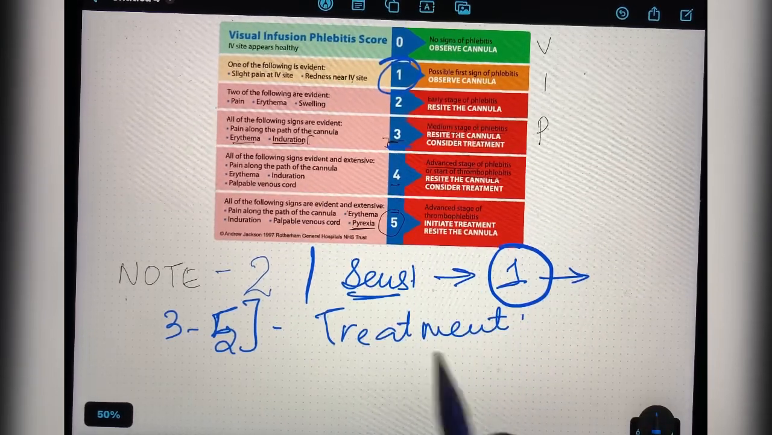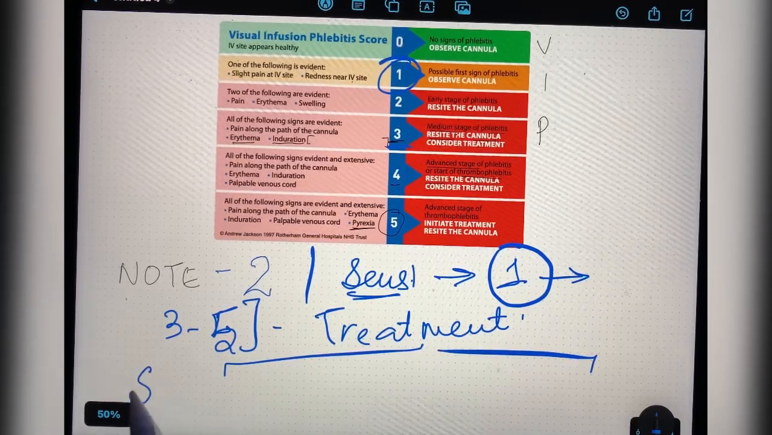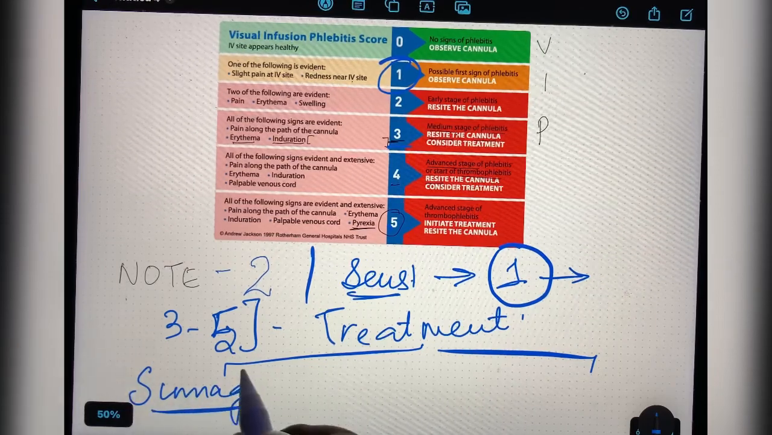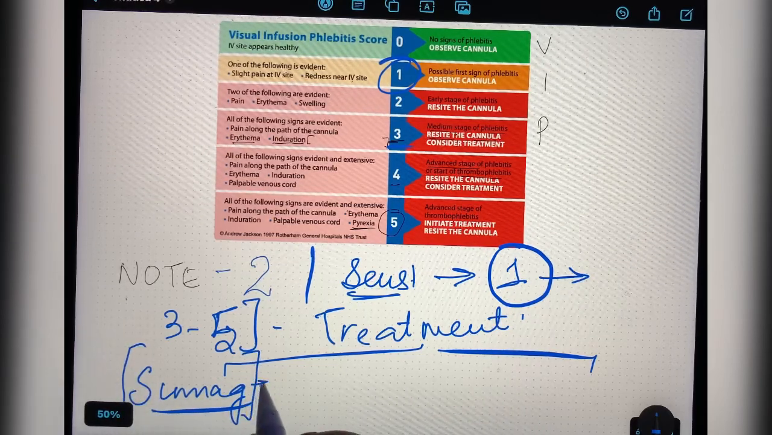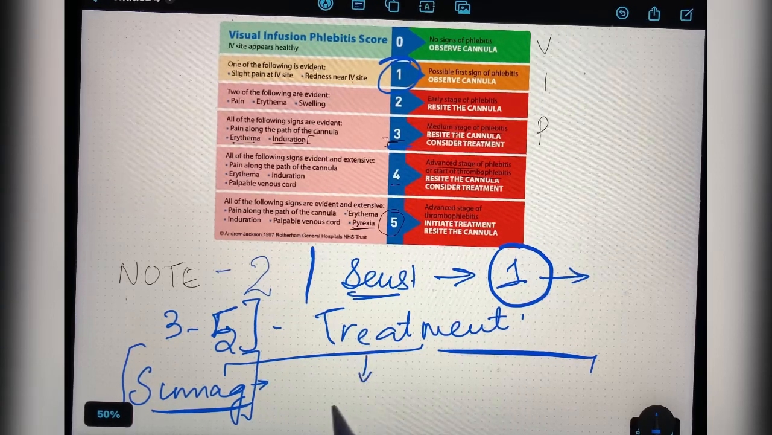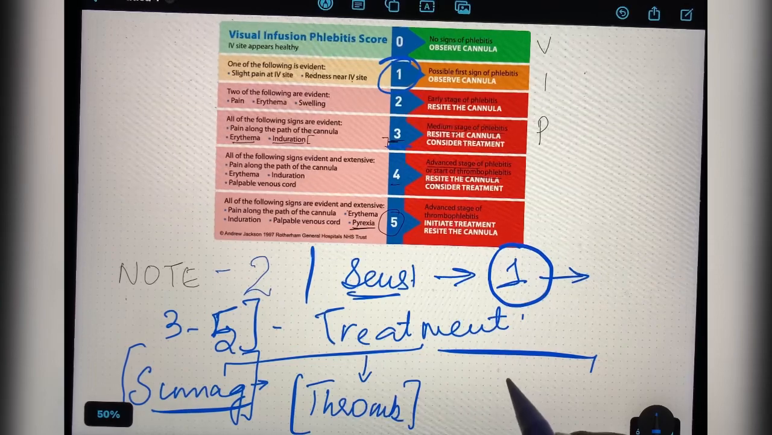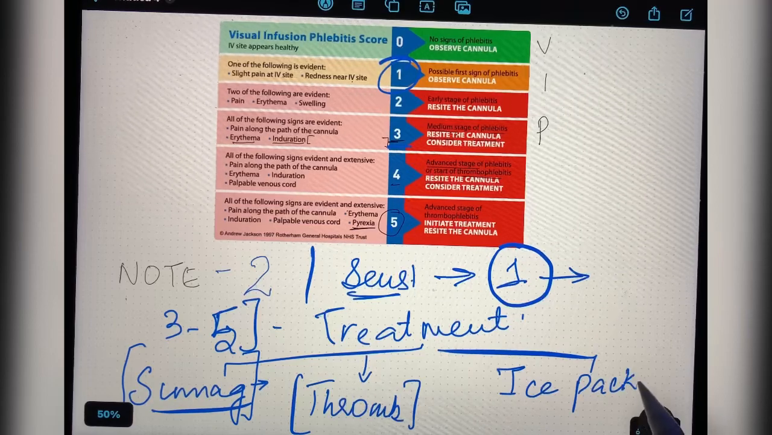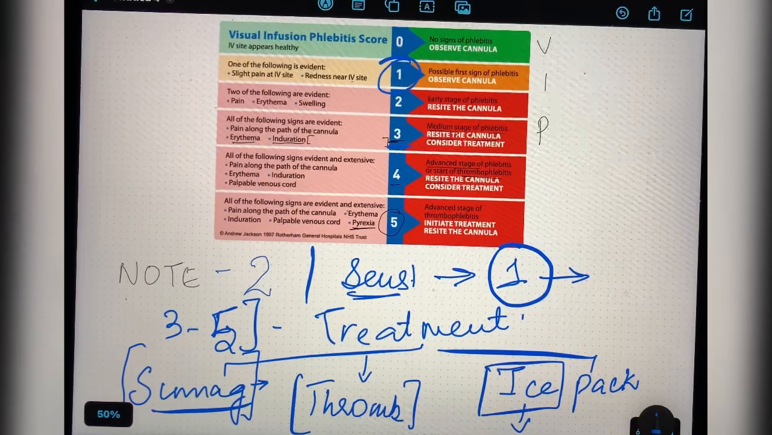So quickly we'll talk about the treatment. One we know is Sumac dressing. Sumac is nothing but a medicine, an ointment which is applied on the affected site. This will help in reduction of the inflammation. Another thing we can use is Thrombophob, which is again an ointment used to reduce inflammation, and the patient can also be advised ice packs, because ice will also help in reduction of swelling or inflammation.